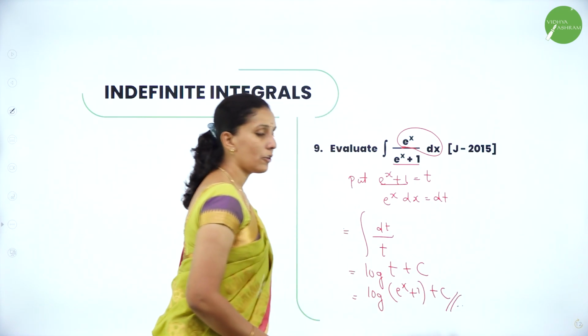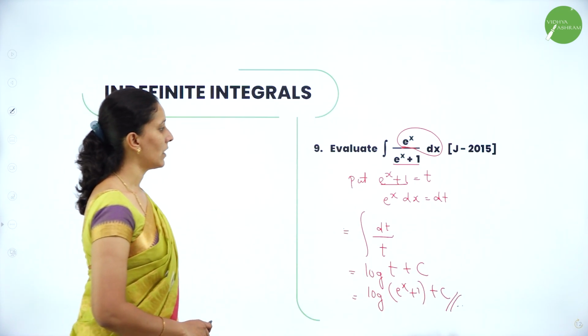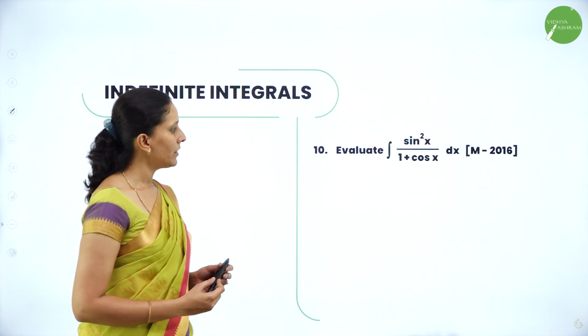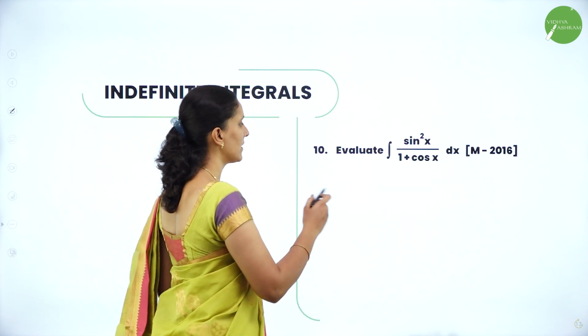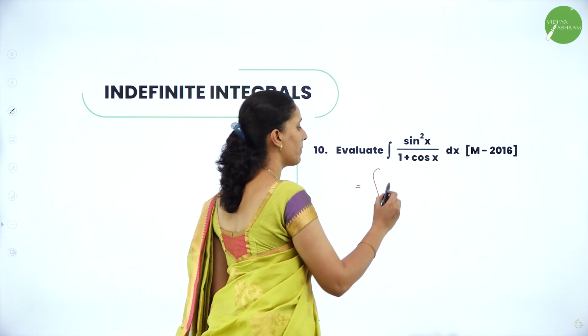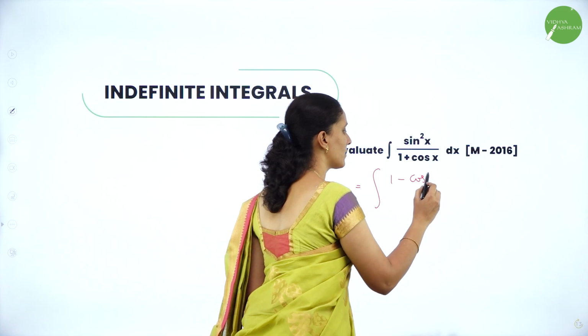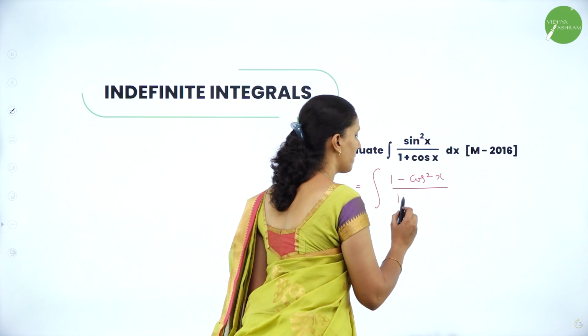So that is the substitution method of finding the antiderivative. Next, evaluate integral of sine square x divided by 1 plus cos x dx. So here sine square x can be written as 1 minus cos square x using the standard identity.